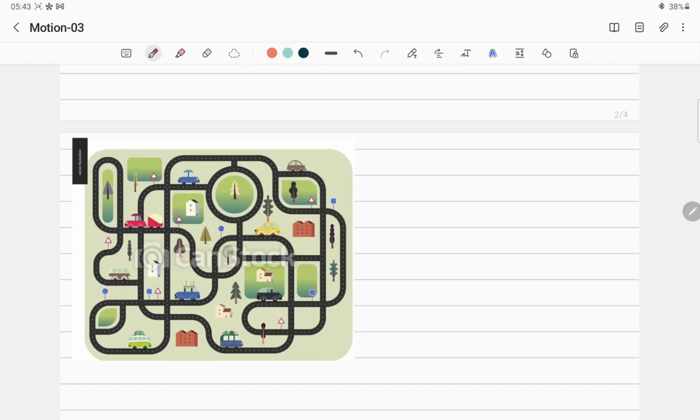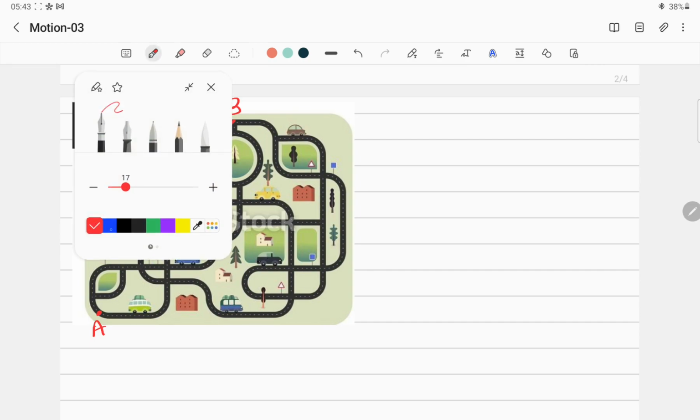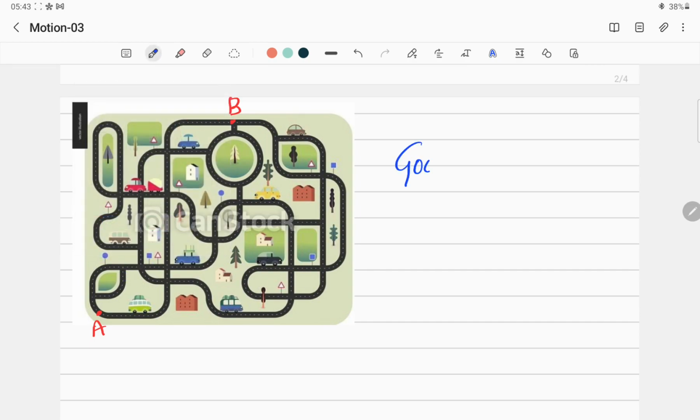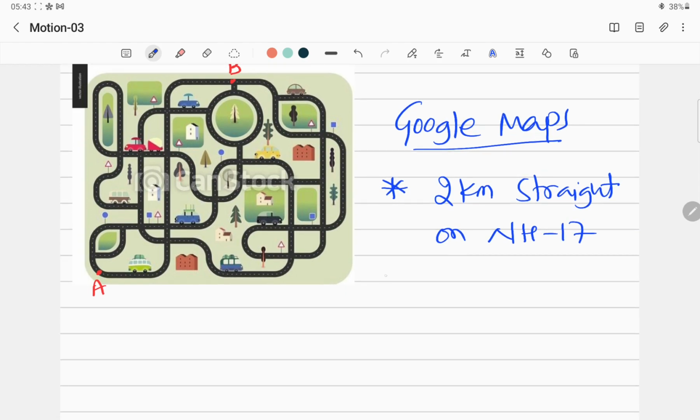All right, one more case I have given here. For example, you are at point A, and if you want to reach point B, again it is a more complicated case. You need a lot of directions. So in these cases, what will help you? Google Maps. Everybody must have seen Google Maps. What will it be saying? Two kilometers straight. You have to travel 2 kilometers straight on NH17. Have you observed these kinds of things?